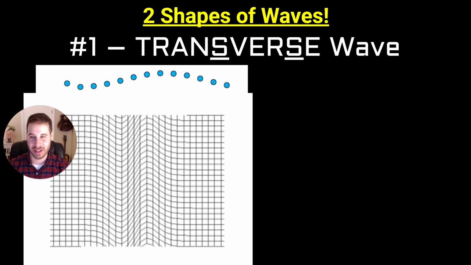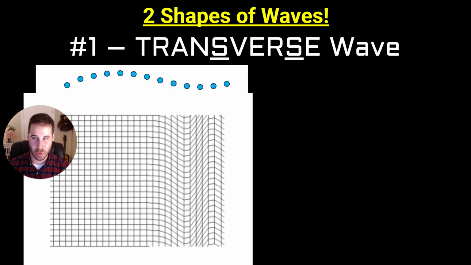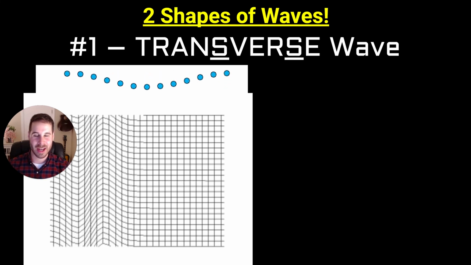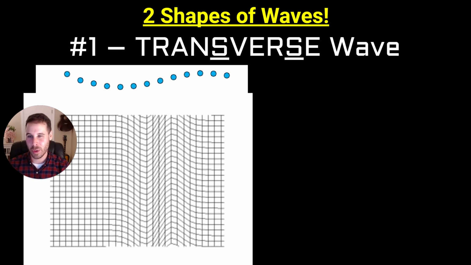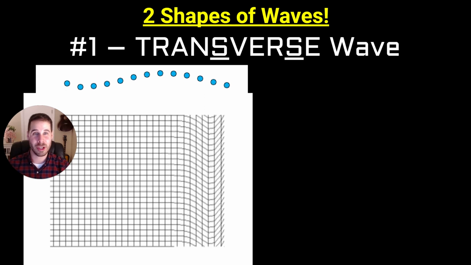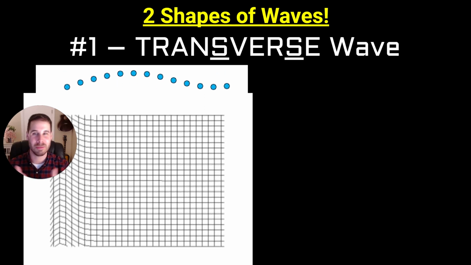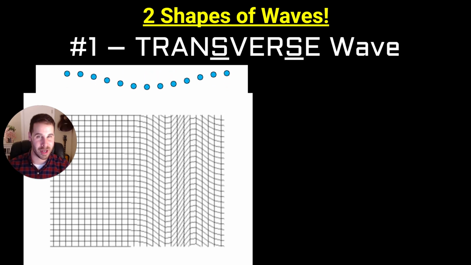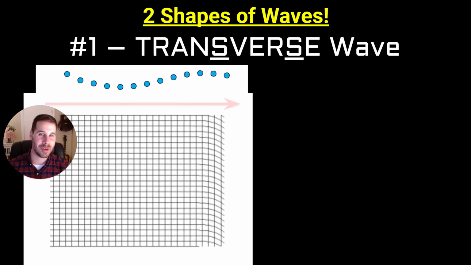So let's just take a second to take in this visual here. We have one example of a transverse wave up on top with the blue dots, and we also have this kind of nice two-dimensional plane which is rippling, and that is also a transverse wave. So two different, completely unique visualizations of the same concept. So what do you think makes this a transverse wave? Here's what makes it transverse.